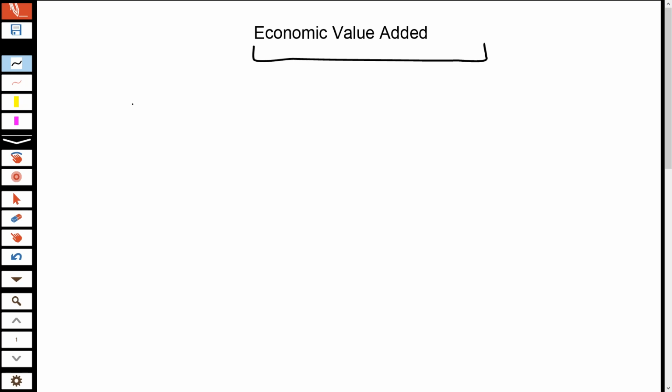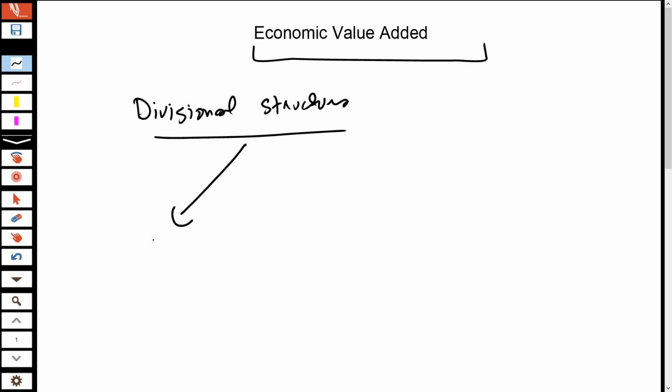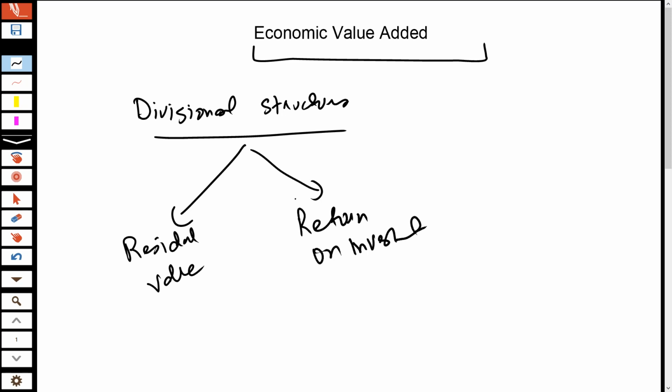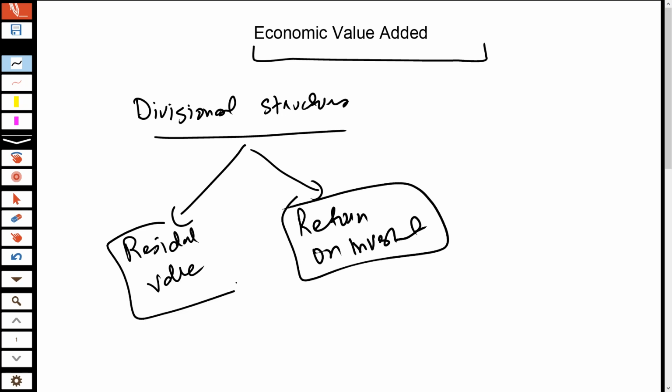we have got two performance measures which are used a lot with respect to the divisional structure. What exactly are those two performance indicators? Those performance indicators are termed residual income and return on investment.